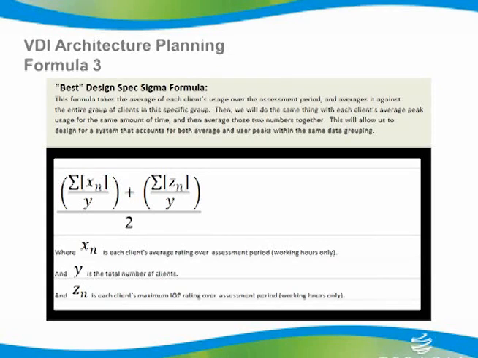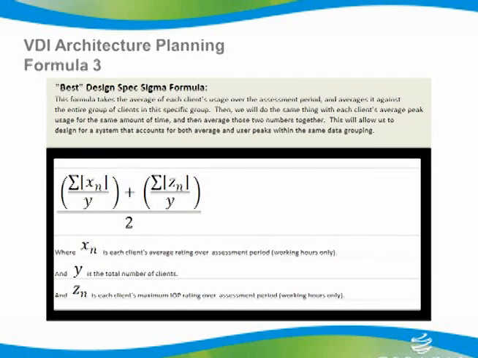Now with that, let's talk about the last formula. Now this formula takes advantage of each client's usage over the assessment period and averages against the entire group of clients in the specific group. Then we will do the same thing with each client's average peak usage for the same amount of time and then average those two numbers together. This will allow us to design for a system that accounts for both average and user peaks within the same data grouping and then gives you the ability to make sure that your environment can handle everything that you want.